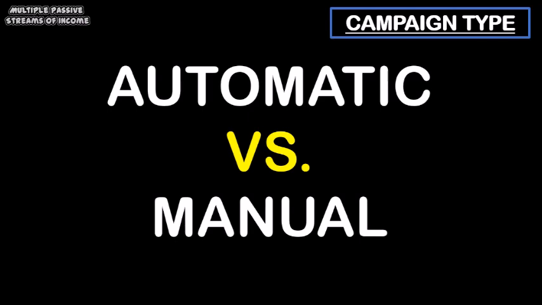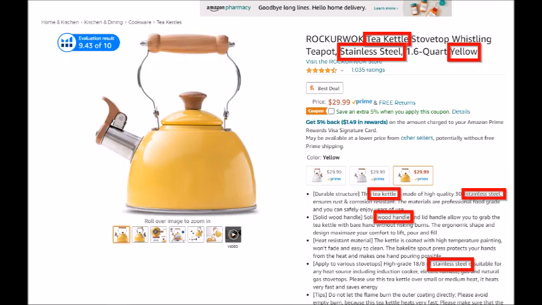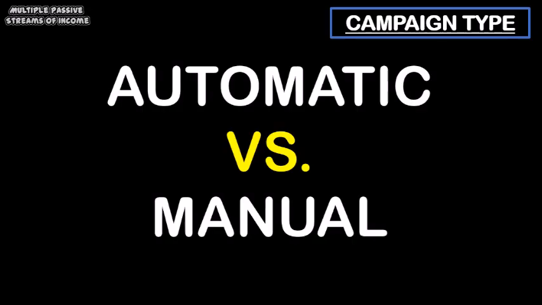Simply put, an automatic campaign allows Amazon to show your listing where it sees fit. So Amazon will determine what search terms you show for by looking at the keywords that you include in your listing. So what you write in your title, your bullet points, your description, and your back-end keywords. Now let's compare this to a manual campaign where you direct Amazon as to what search terms you want to be seen for. So let's set up an automatic campaign first.